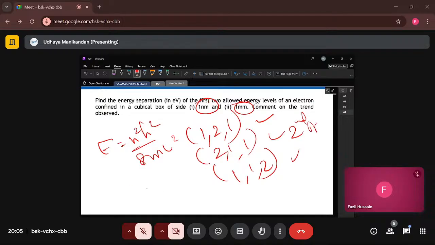The first state you can take as (1,1,1). You will find the energy for this, and for the excited state, and then subtract the energies of both. This is the first case: you substitute L equal to 1 nanometer for finding the energy, and you will find the energy separation. Similarly, for 1 millimeter you will also find the energy separation. You can easily find it. So that's also there.